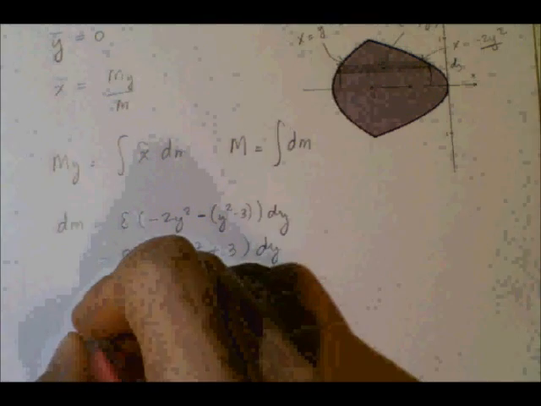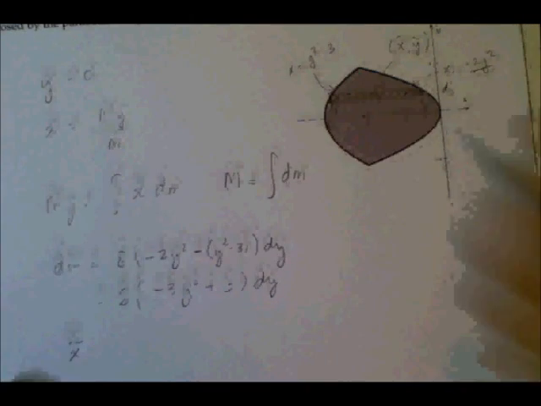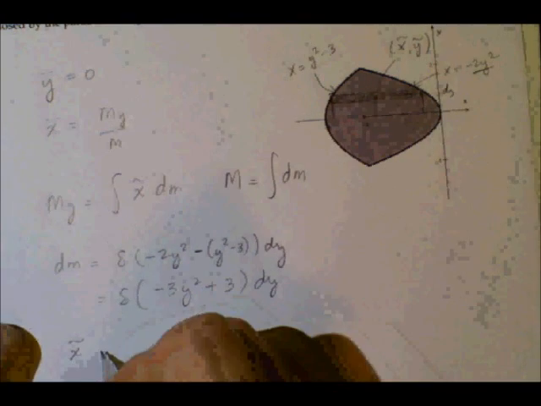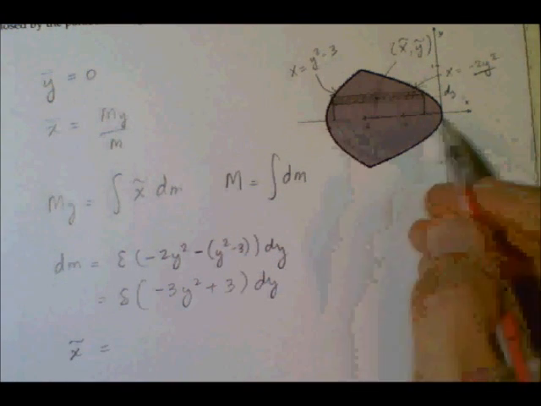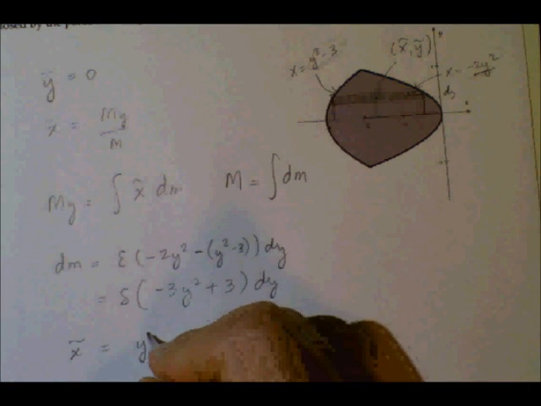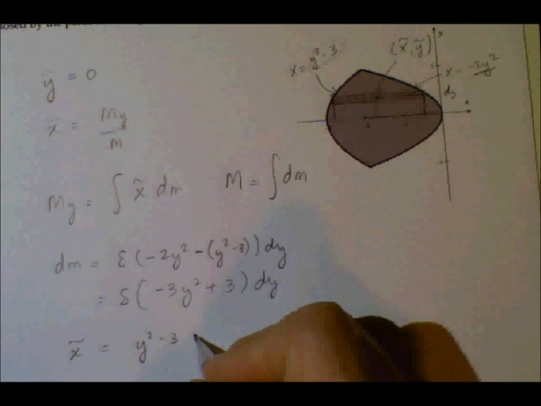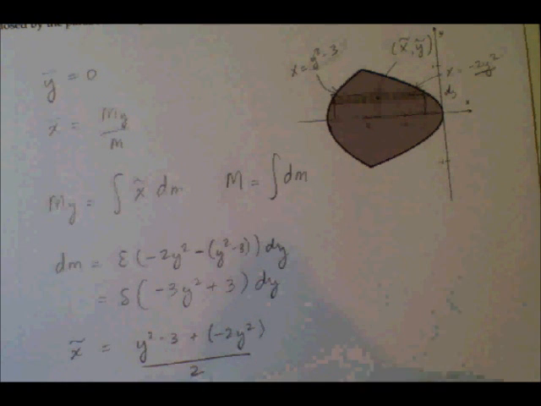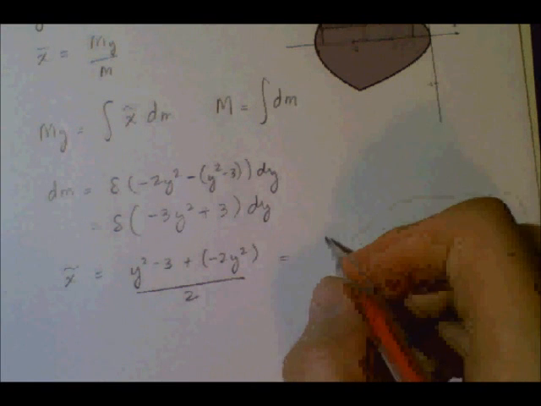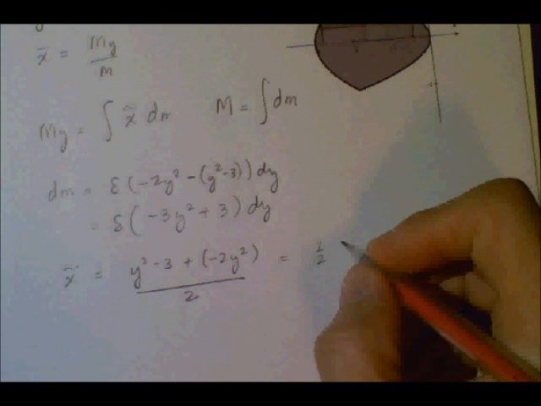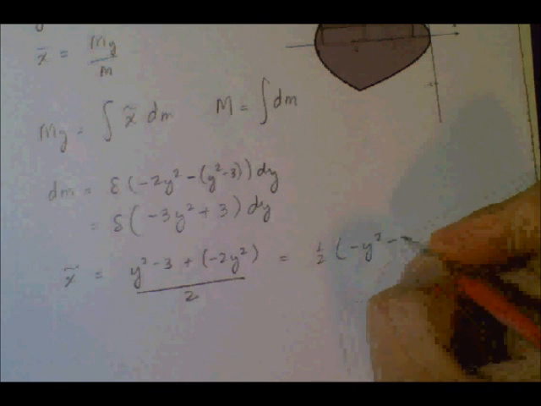What about x tilde? Well, like I said, x tilde is halfway between here and here. In other words, it's the average of these two numbers. How do you average two numbers? Well, you add them together, divide by 2. So add this to this. Divide by 2. Simplify, you get 1/2 times negative y squared minus 3.